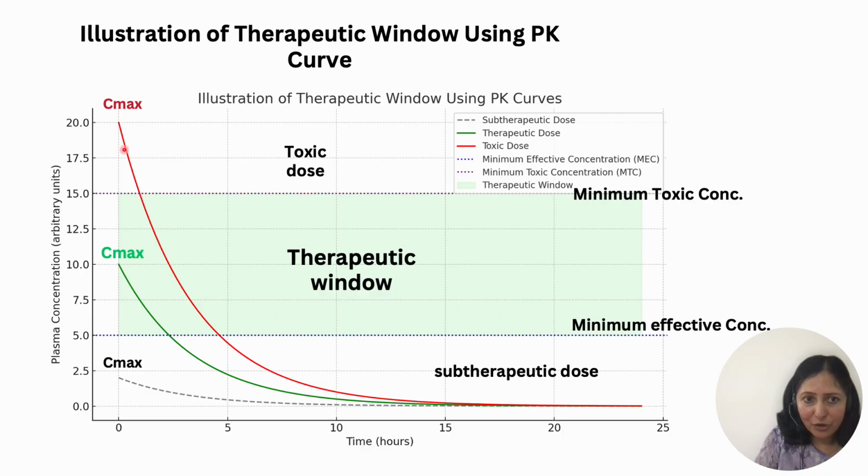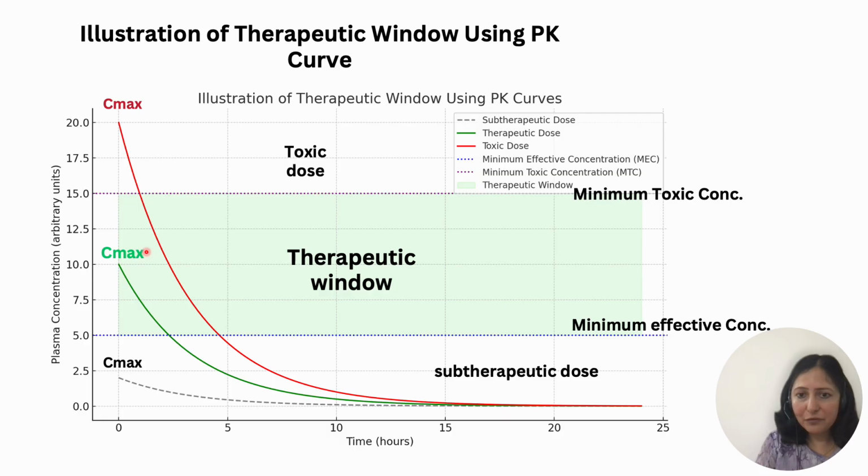The curve in red represents a toxic dose because it's above the minimum toxic concentration. The green curve represents the optimal concentration because it is within the therapeutic window. It should not cause serious side effects and it should be effective. We are looking for a window of opportunity where the drug is both safe and effective.